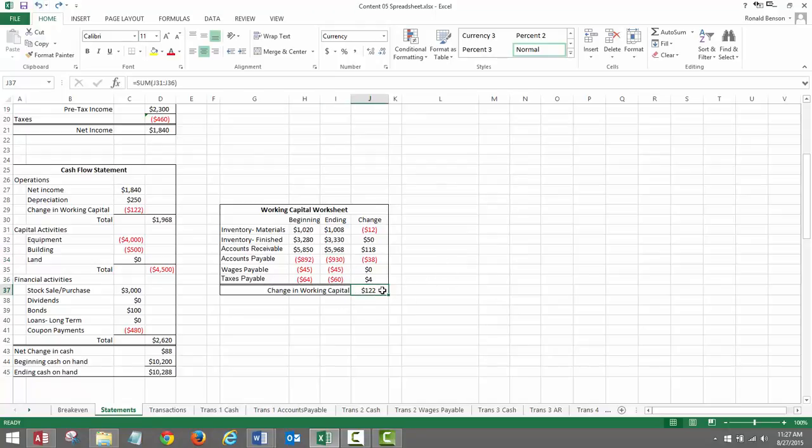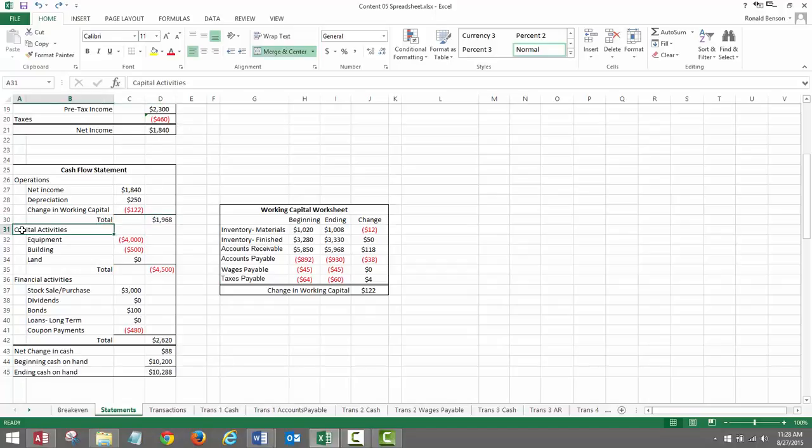Our change in working capital went up $122. We had to pay that with cash, so our cash goes down by $122. You reverse the sign when you go from your working capital worksheet to your cash flow statement. It works in reverse. So we can add these three up and we get $1,968, which is our cash flow from the operation side of the business. It's really an adjustment to the net income, which is the operation side of the business.